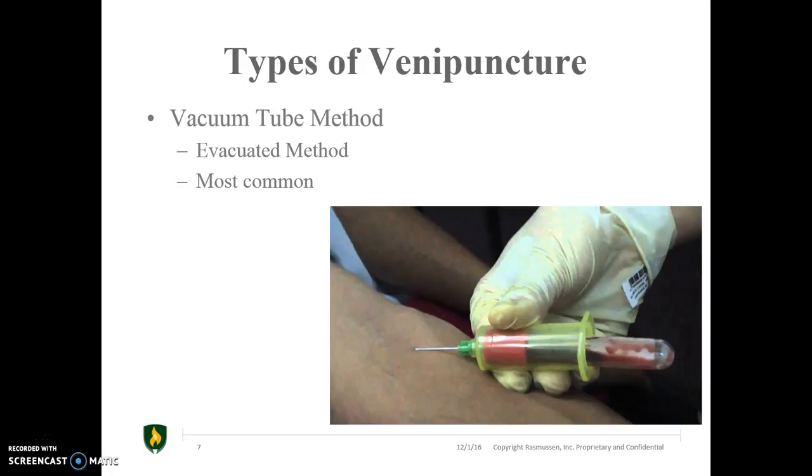So now that we know where this procedure takes place, let's discuss the different types of venipuncture procedures. The first one we have is your vacuum tube method. It's the most common because it allows for multiple samples to be obtained at the same time without having to do multiple sticks. The vacuum in the tube is set to take the exact amount of sample needed for this, and then it will stop filling. So this is the one that you're going to use most frequently whenever you go into the field.